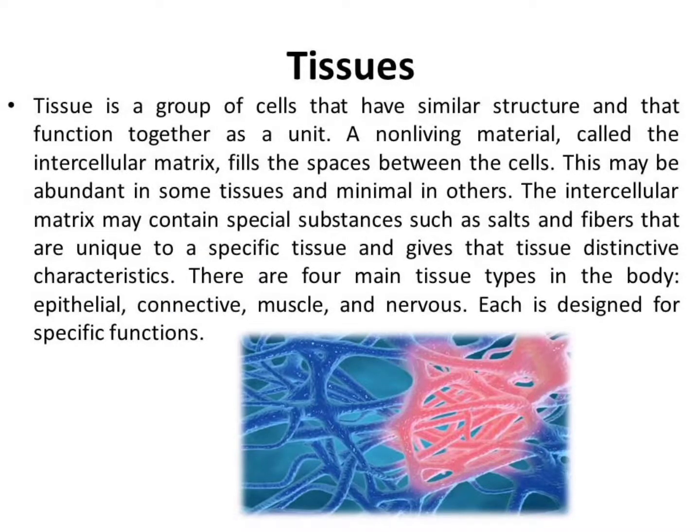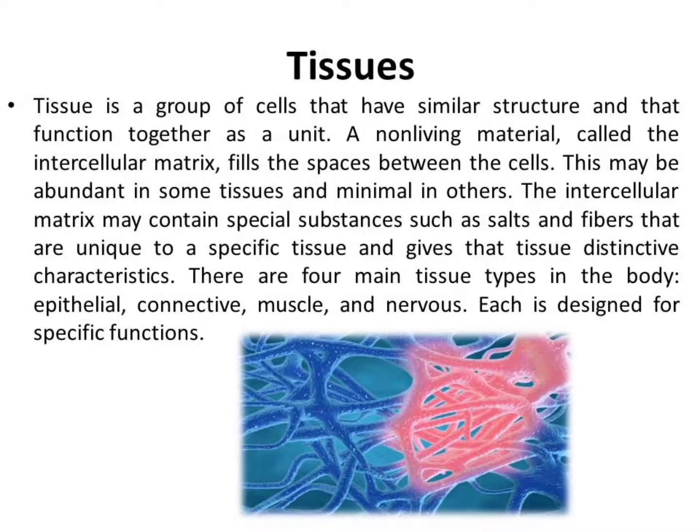Tissue is a group of cells that have similar structure and that function together as a unit. A non-living material, called the intercellular matrix, fills the spaces between the cells. This may be abundant in some tissues and minimal in others. The intercellular matrix may contain special substances such as salts and fibers that are unique to a specific tissue and gives that tissue distinctive characteristics.